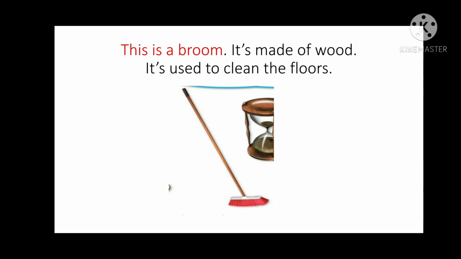Okay. The next item is the broom. This is a broom. It is made of wood. It is used to clean the floors. Again, when we're talking about the material, we use the passive voice with the present form is or are.